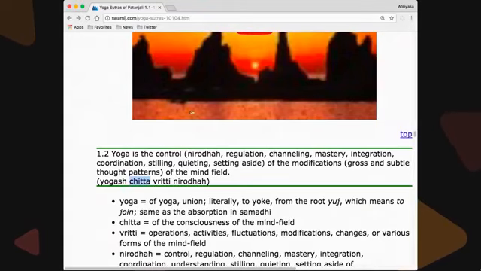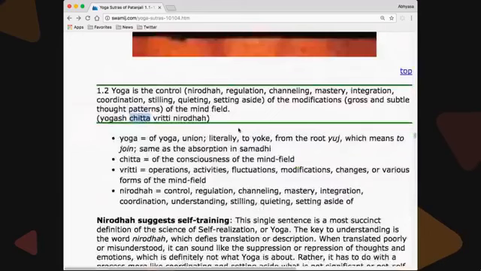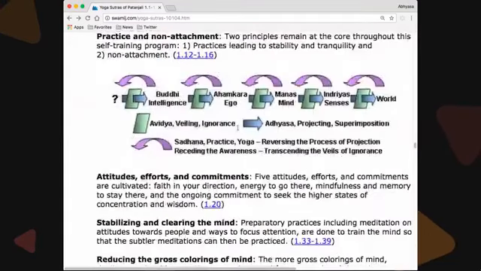So there's the principle, okay? Yogas chitta vritti nirodha, okay? Here's another little picture. That's another attempt. This picture here is very similar to the cups and the flashlight.